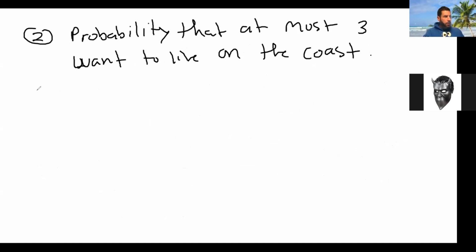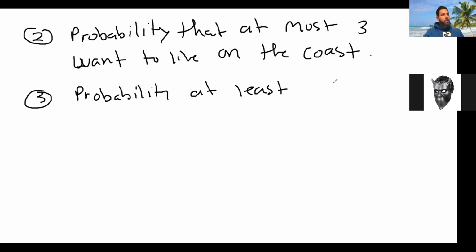And then last but not least, we'll change the problem. What about the probability that at least 3 want to live on the coast?